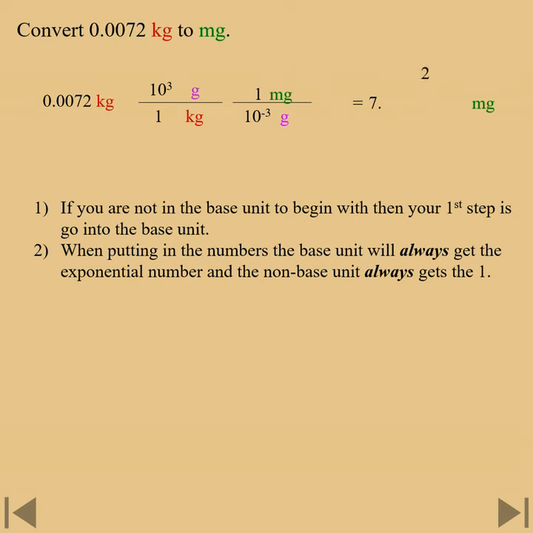So that's 7.2 times 10 to something. Our original number is 7.2 times 10 to the negative 3. Negative 3 plus positive 3 would be 0. 0 minus negative 3 would be positive 3.